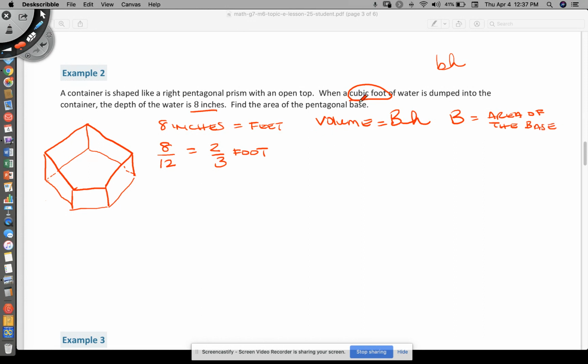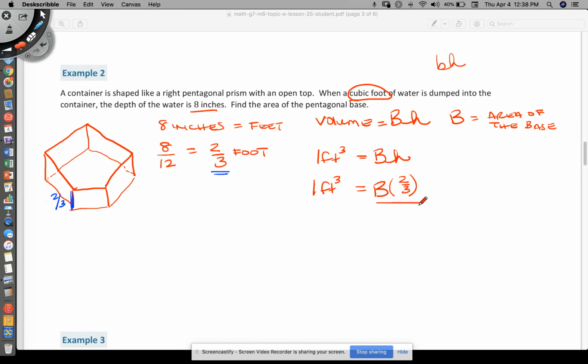So they tell me here that it is 1 cubic foot of water being dumped into the container. So we're going to say 1 cubic foot will equal the area of the base times the height. So that'll be 1 foot cubed equals big B, which I don't know because I don't have enough information for that. But I do know the height. The height of this guy is 2/3. Okay, and that was the 2/3 that we found right here. All right, so we're going to times this by 2/3.